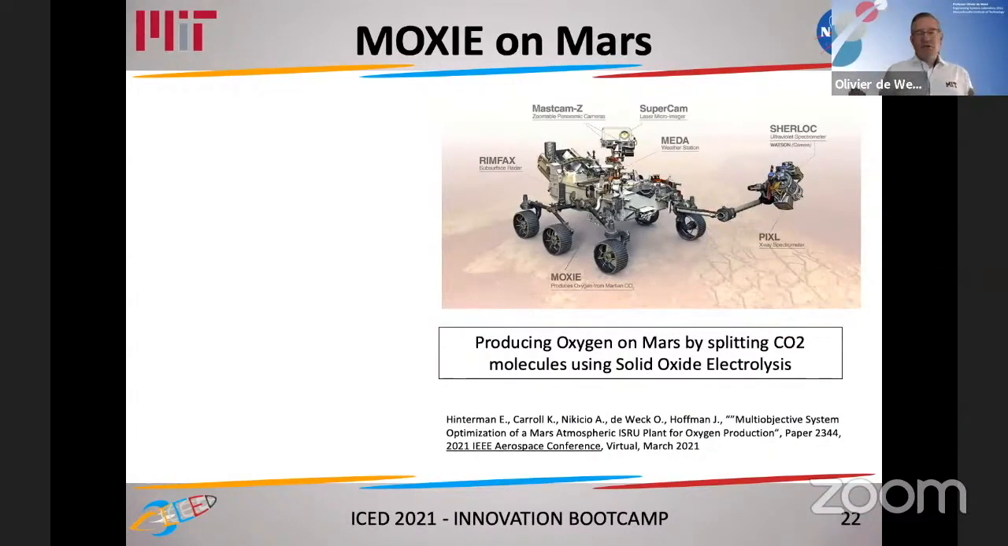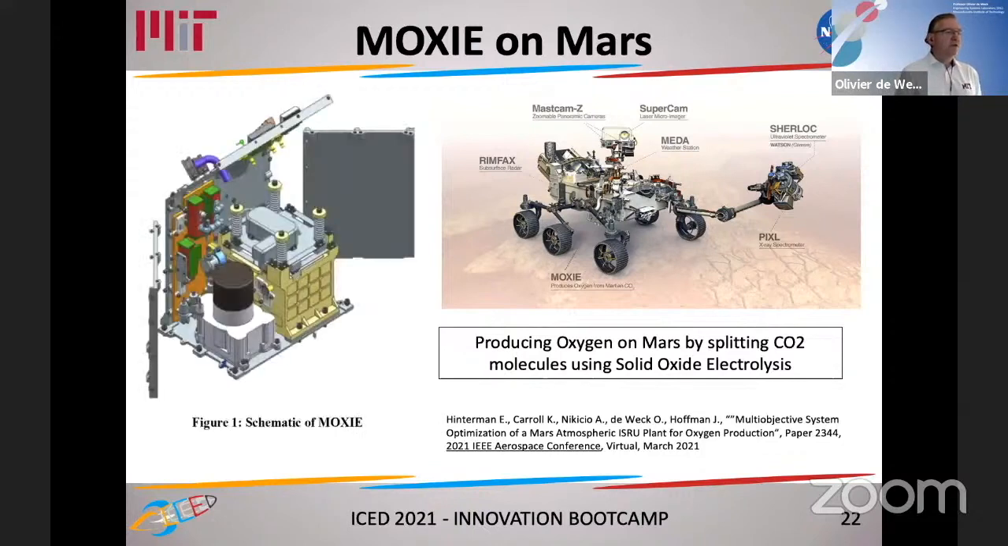I just wanted to show you something really cool that happened in the last month. Since we talked about Mars, we talked about CO2, we're very proud at MIT to be working with NASA on the first ever demonstration of in situ resource utilization on another world. The MOXIE experiment on the Mars Perseverance rover has successfully demonstrated already in a couple of test sessions that we can actually produce oxygen on Mars by splitting the carbon dioxide molecules using a process called solid oxide electrolysis.